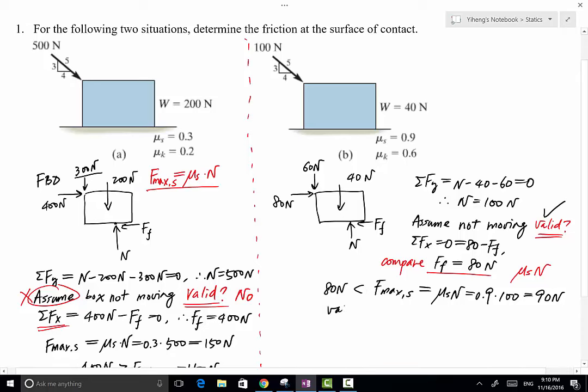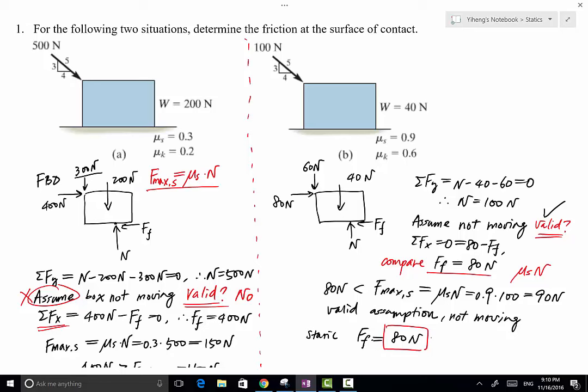So, valid assumption. The box is not moving. And we have static frictional force. And that equals 80 Newton as we determined. So these two examples are two very basic examples for us to get familiar with the conditions when we solve for frictional force.